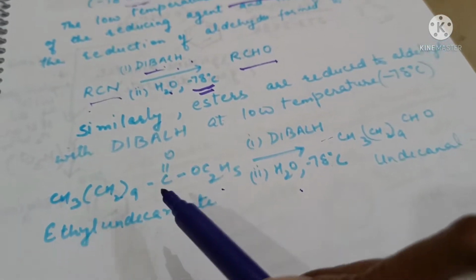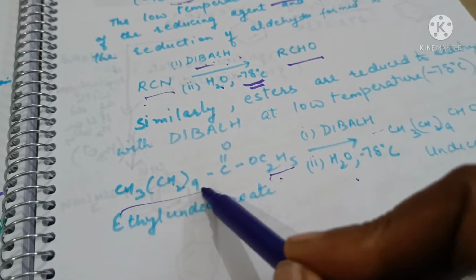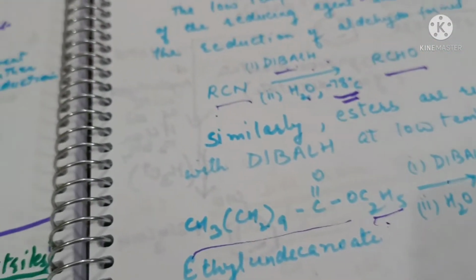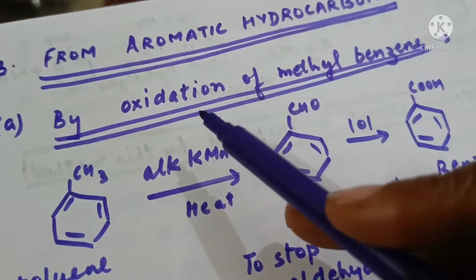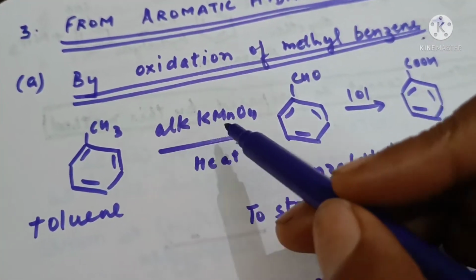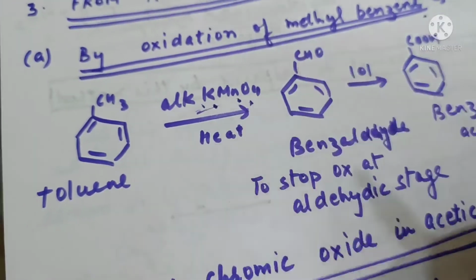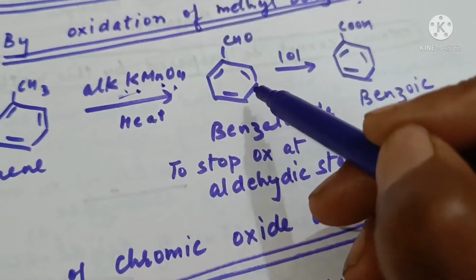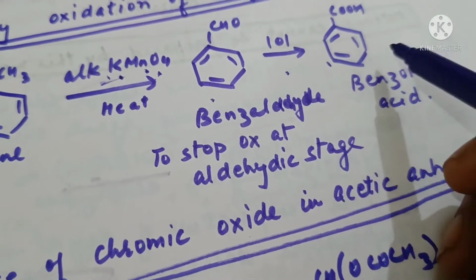So this is ethyl undecanoate and an 11 carbon aldehyde will be formed on its reduction and subsequent hydrolysis. Next, from aromatic hydrocarbons by oxidation of methyl benzene. So on oxidizing with an oxidizing agent like alkaline or acidic potassium permanganate or acidified potassium dichromate, the methyl benzene gets oxidized to aldehyde, but it further gets oxidized to benzoic acid.